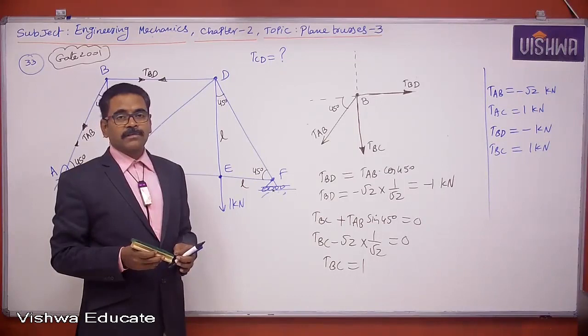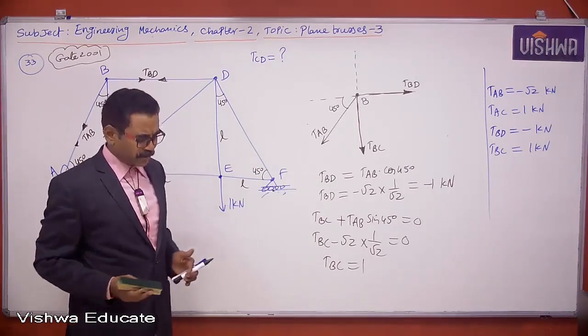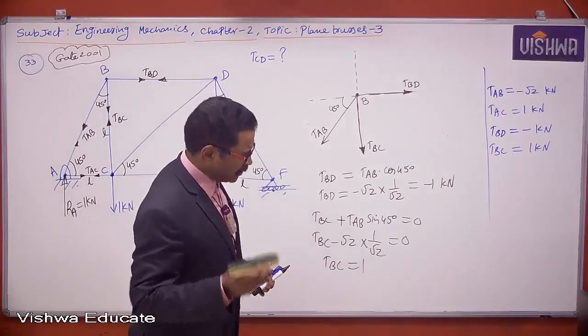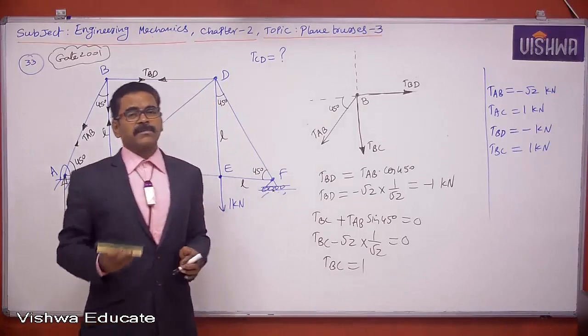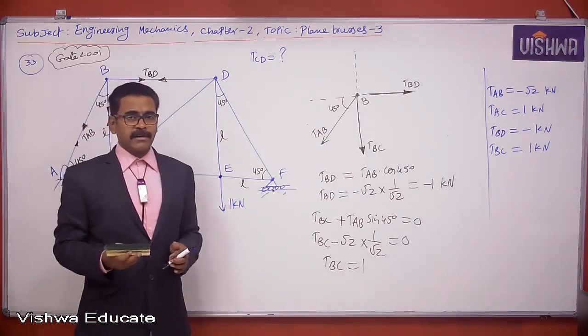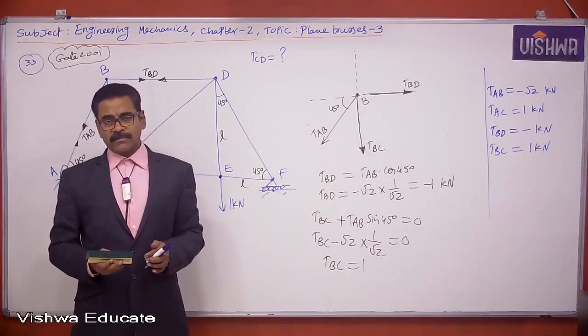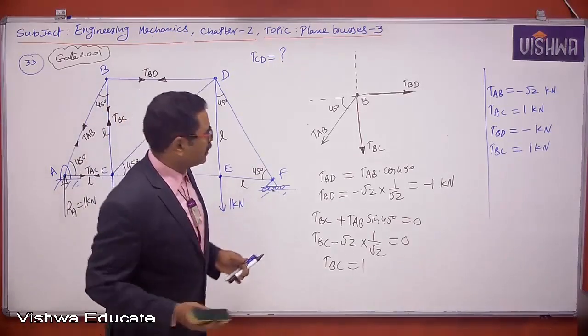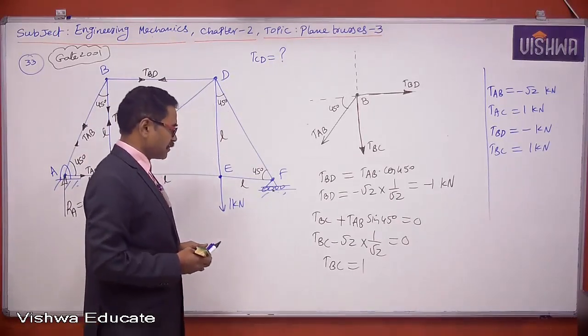If the total truss is in equilibrium, every point of the truss, every joint of the truss, also will be in equilibrium. If any point is in equilibrium, the sum of rightward forces equals the sum of leftward forces, and the sum of downward forces equals the sum of upward forces. This concept we are using. These are nothing but principles of static equilibrium.